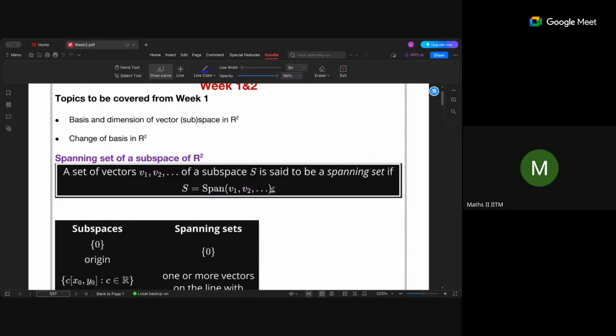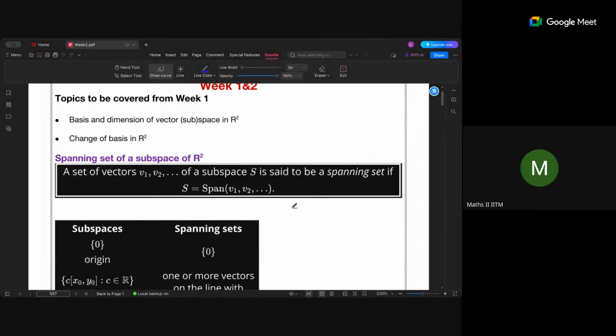For example, can you give one example of a subspace of R2? Anyone? Any subspace of R2? A straight line through origin. Yes. Anyone can tell a subspace of R2? A straight line through origin.